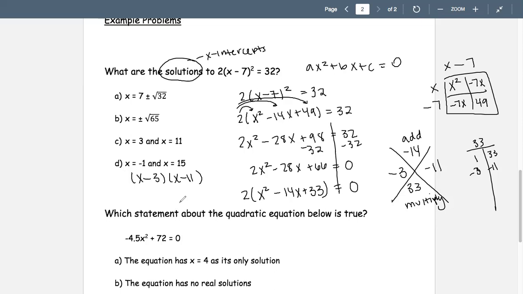So how do I find my zeros from my factors? You set them equal to 0 to find the solution. So x minus 3 equals 0, and x minus 11 equals 0. Don't you just turn to the opposite? It will be opposite, because I'm going to add 3 to both sides.